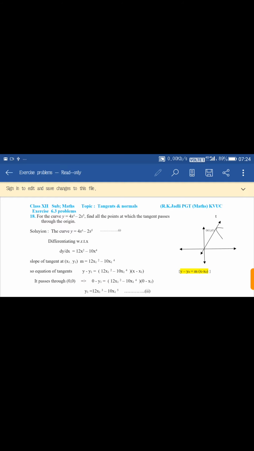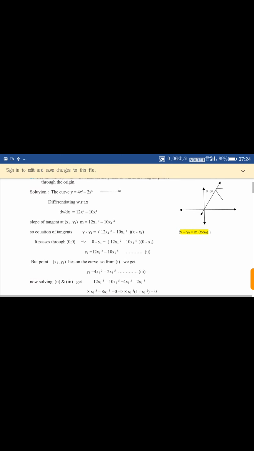the curve y = 4x³ − 2x⁵. Differentiate both sides with respect to x. This is the process. Find dy/dx, that is 12x² − 10x⁴. By differentiation we get this. Now take some point which is the intersection of the tangent and the curve. So suppose that point is (x1, y1).